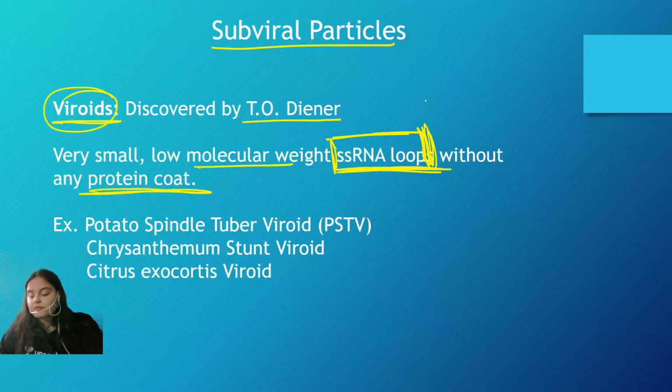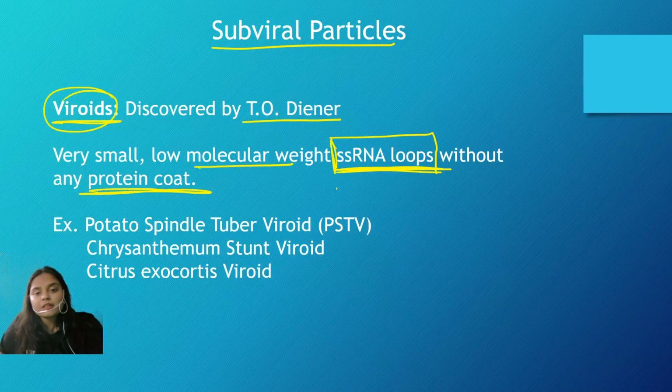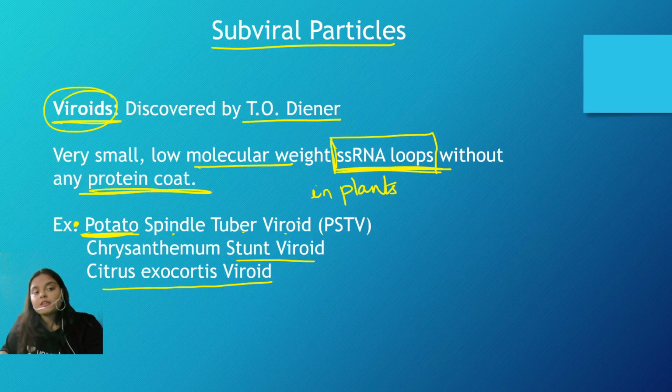Okay, and this structure is infectious in nature. It is known to infect certain plants. These viroids are known to cause diseases in plants. Example: potato spindle tuber viroid. Theodor Diener discovered viroids while studying this particular plant, potato. Then chrysanthemum stunt viroid, citrus exocortis viroid. Okay, so these are the viroids.